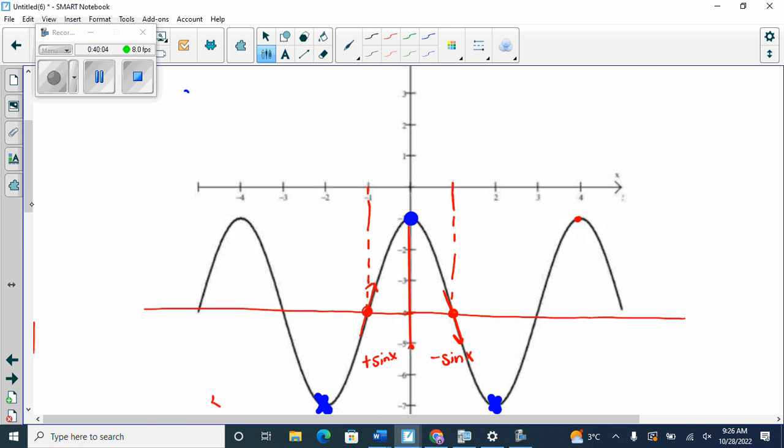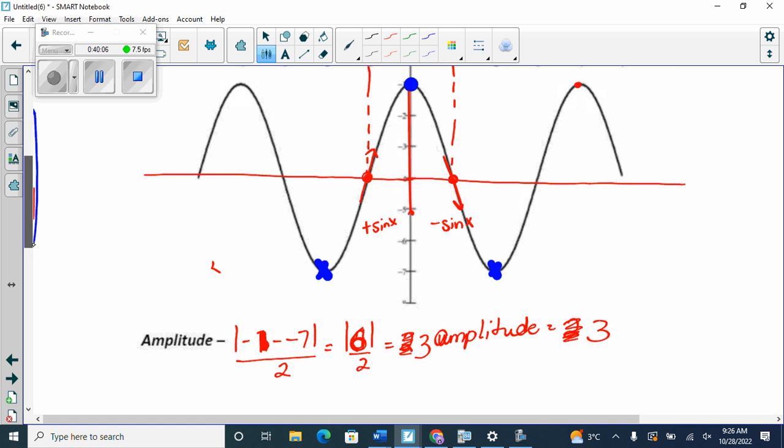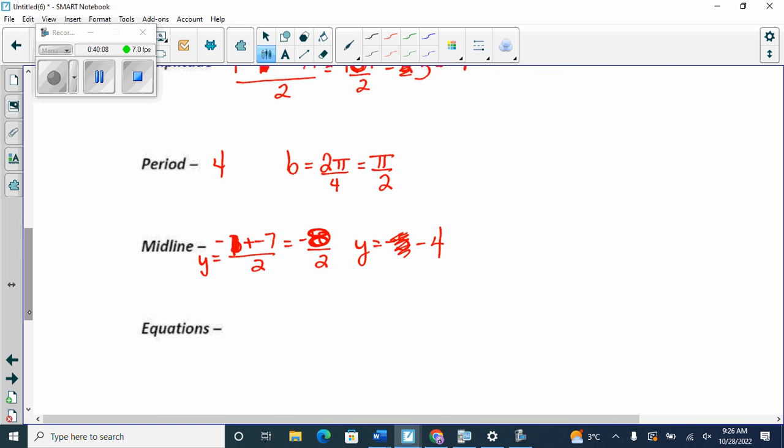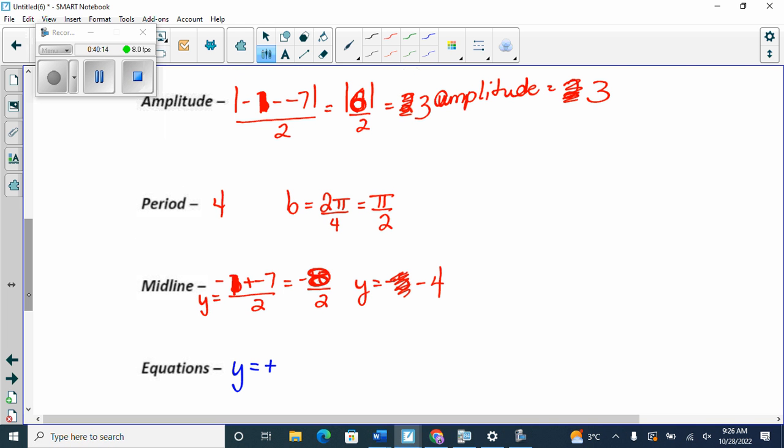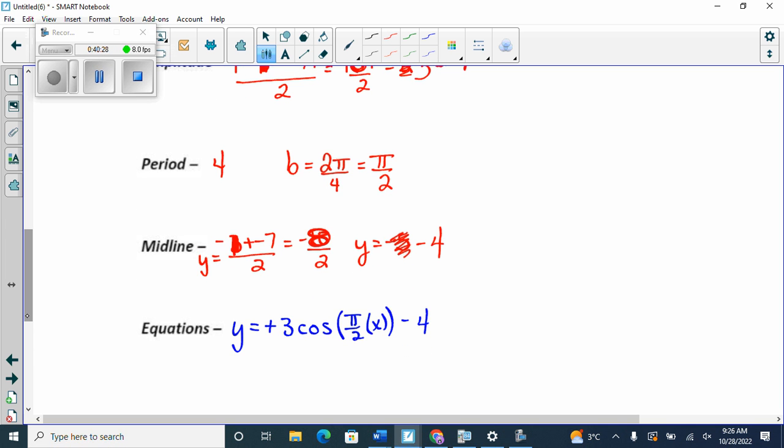Cool. Okay. So let's go through. I'm going to get y equals positive. My a was what now? 3. Cos. My b is pi over 2. My x is just an x. I can put in brackets or not. And my d is minus 1. My negative cos is going to be y equals negative 3 cos pi over 2.